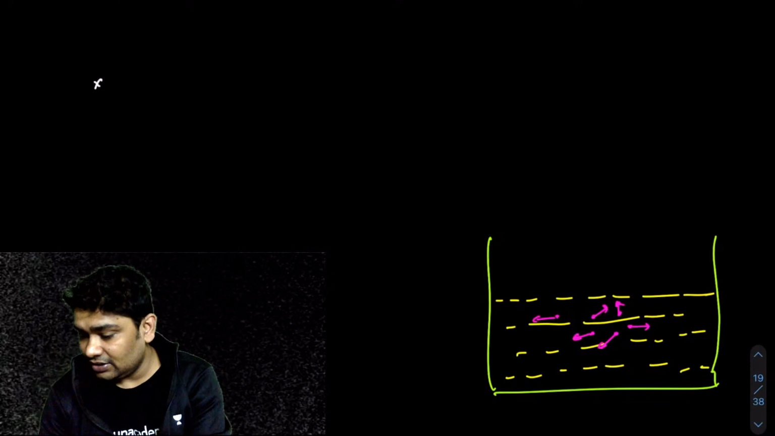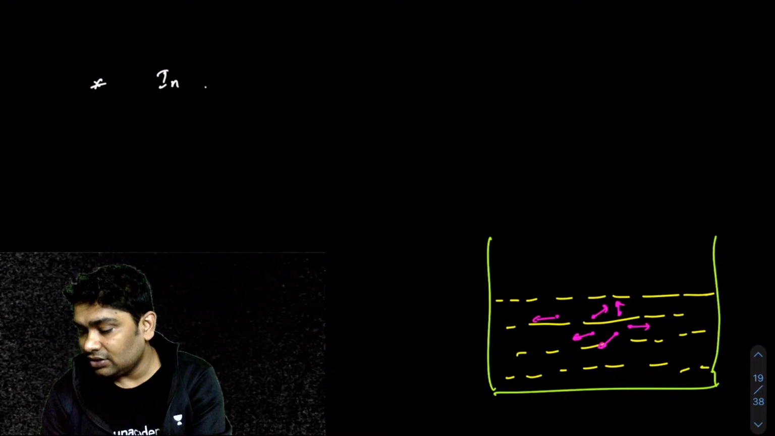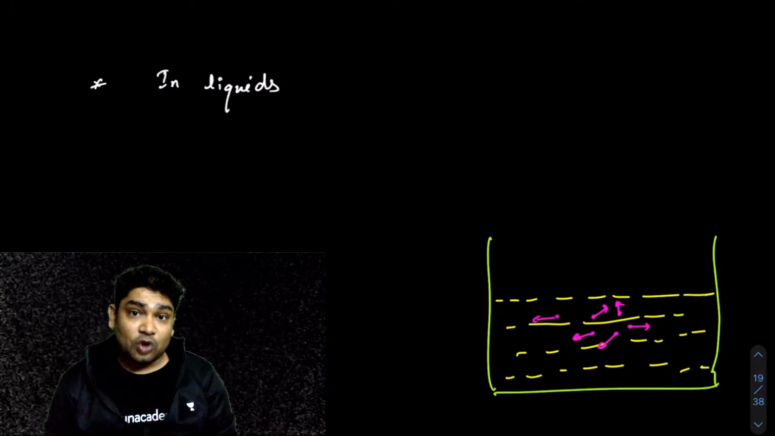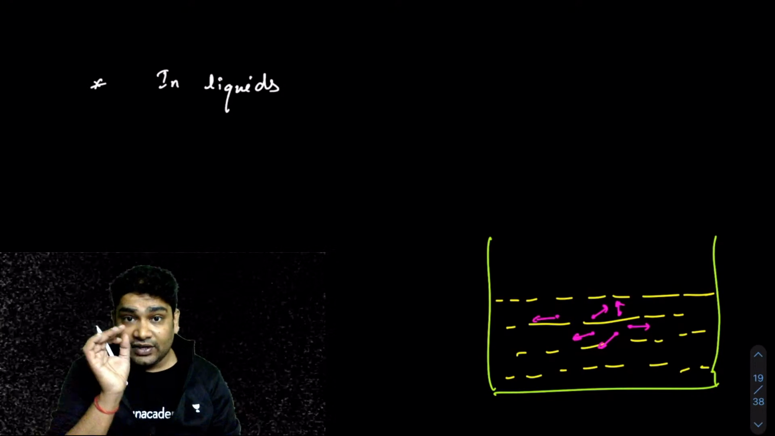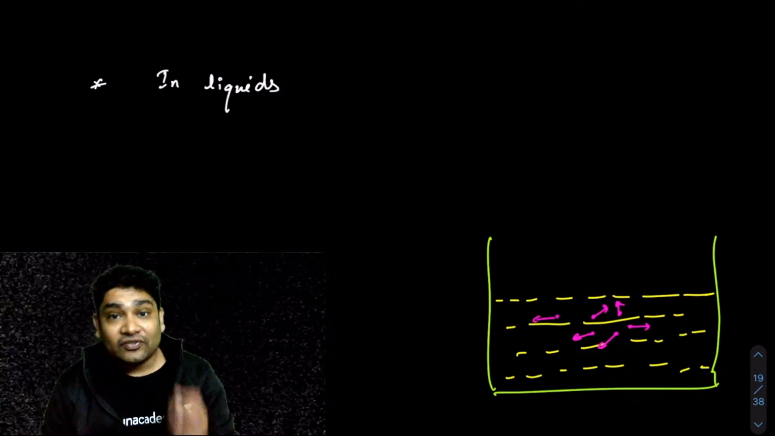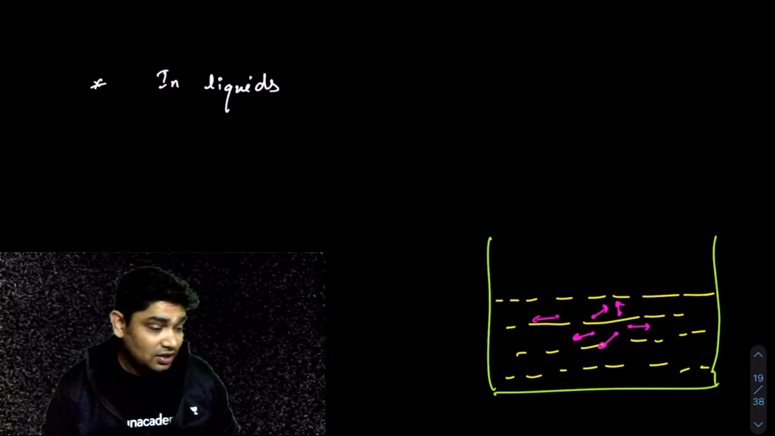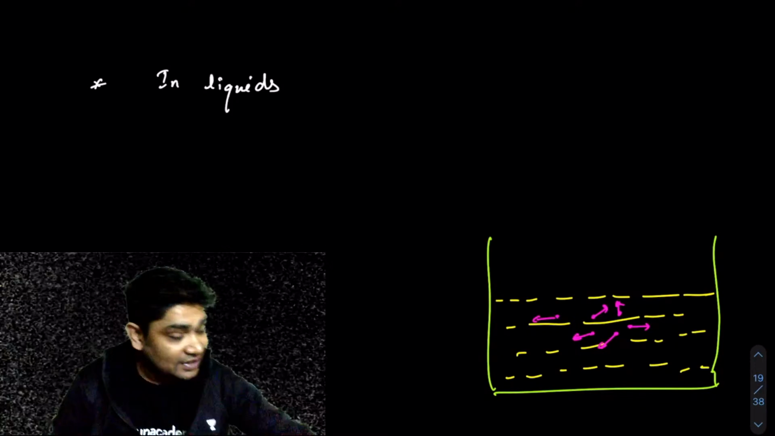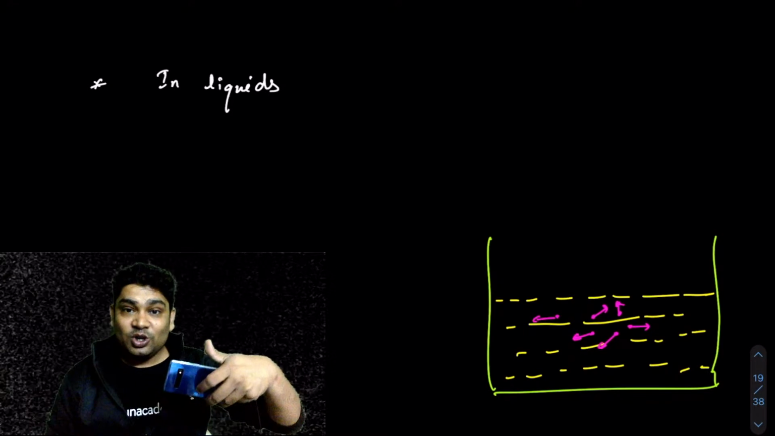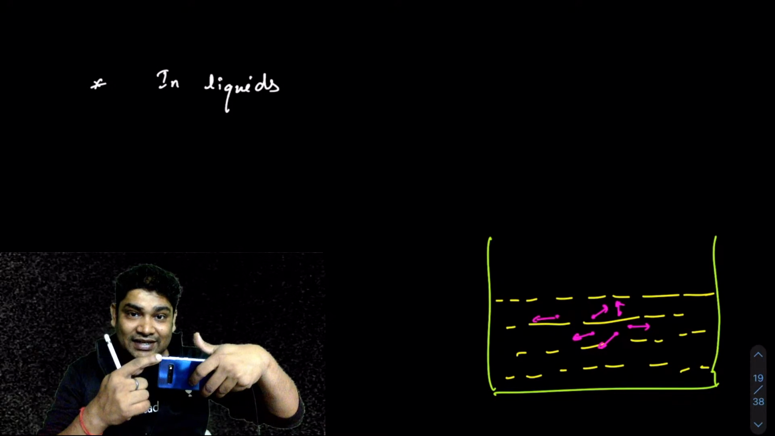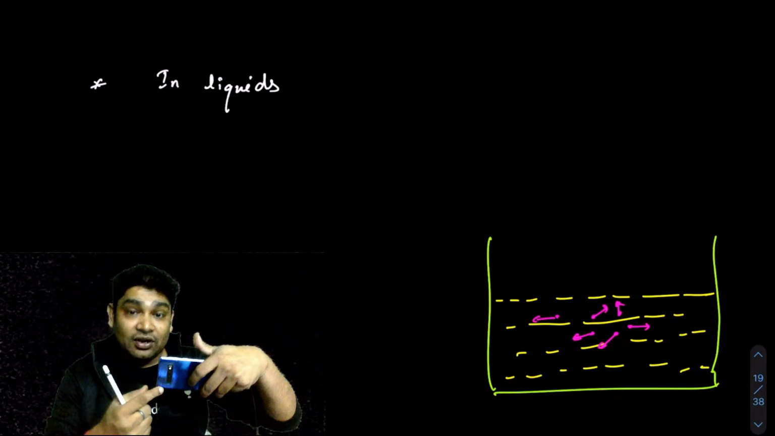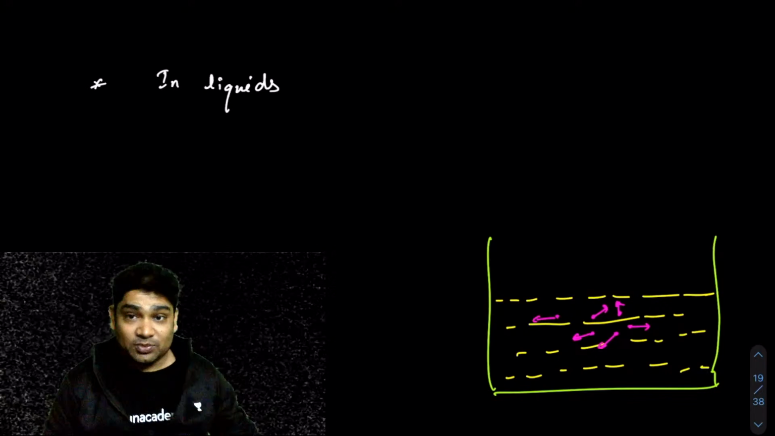So I will realize in liquids. So in case of solids, you realize the molecules are always fixed at their positions. All the molecules are always fixed at their positions. They do not change their position. For instance, let's talk about this. Here you realize a molecule that is here will stay here forever. It will never change its position. A molecule that is here will stay here. It will never change its position.